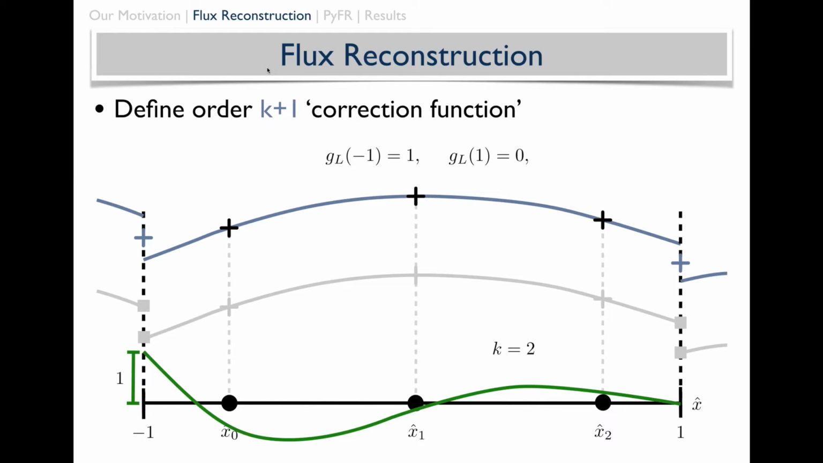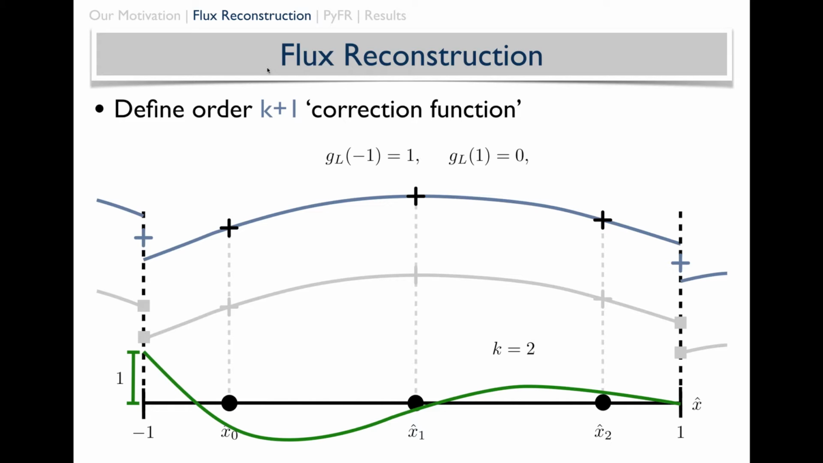First of all, a left correction function I've called GL here, that's of degree k plus 1, so 1 degree higher than the solution, has a value of 1 at the left of the element, 0 at the right of the element, and oscillates inside the element. The specific form of the correction function inside the element determines various properties of the scheme.